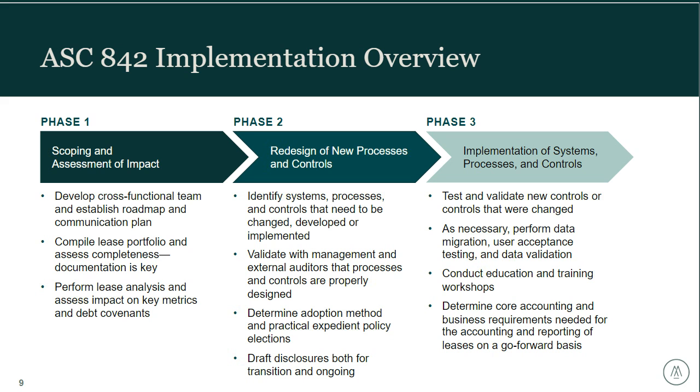How are you going to validate with your management teams and external auditors that processes and controls are properly, one, designed, and two, implemented? When are you going to determine the adoption method and practical expedients? On the FASB side of the house, they gave us some great practical expedients that we're going to talk about. There may be some utilities on this call that this leasing is focused on FASB. We may have some GASB followers on the call.